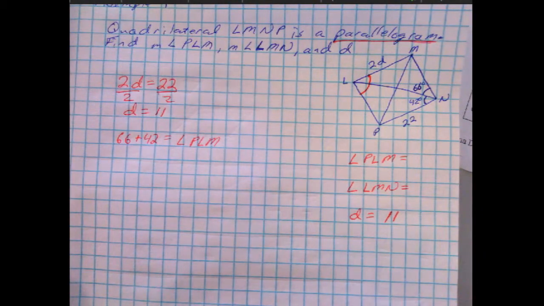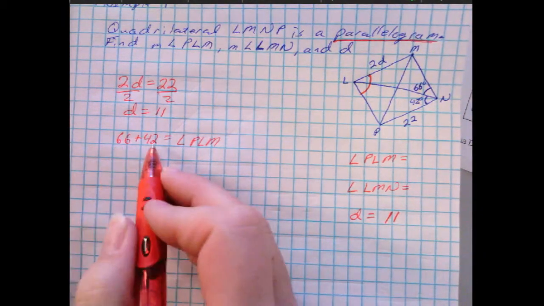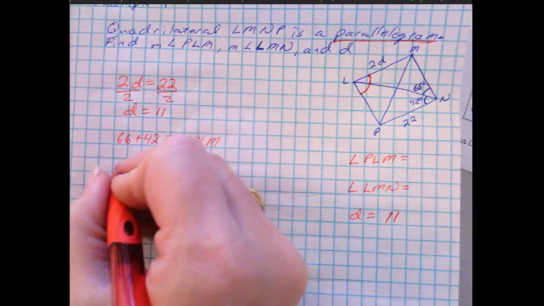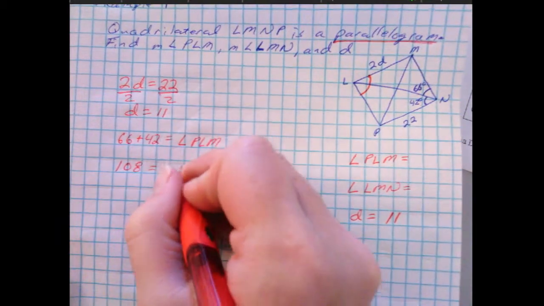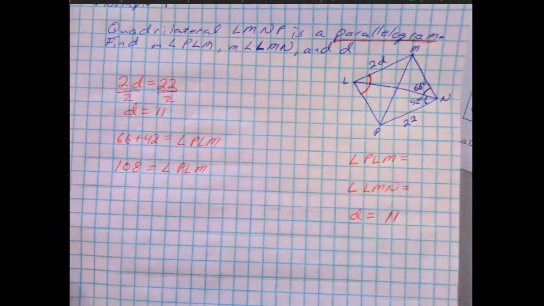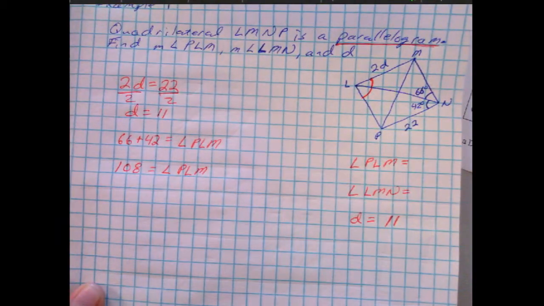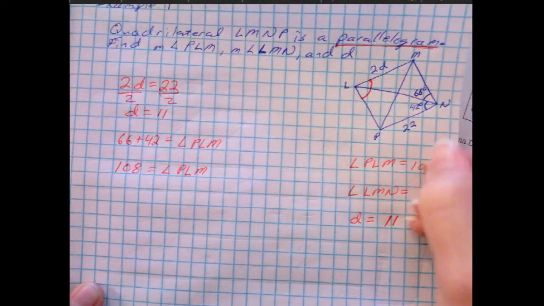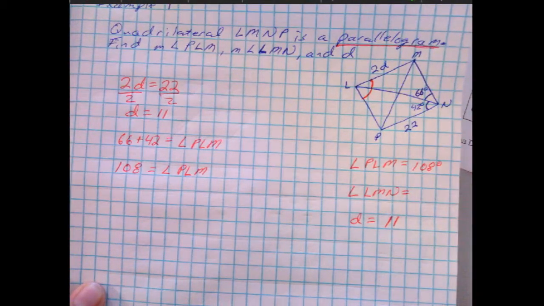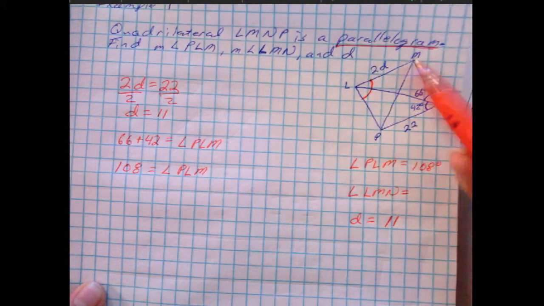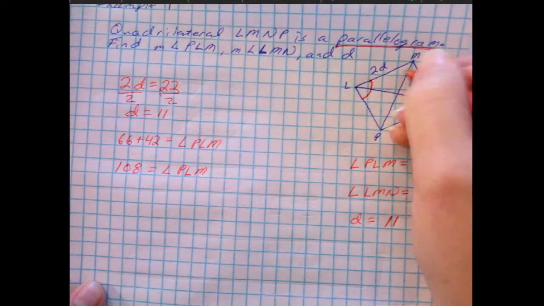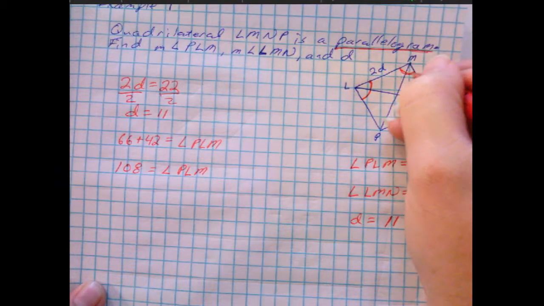Okay, so now I'm just going to add those together. 66 and 42. I have 108 equals angle PLM. Okay, so I'm going to go ahead and fill that in over here. This is 108 degrees. The next one is LMN. LMN. That's this large angle.